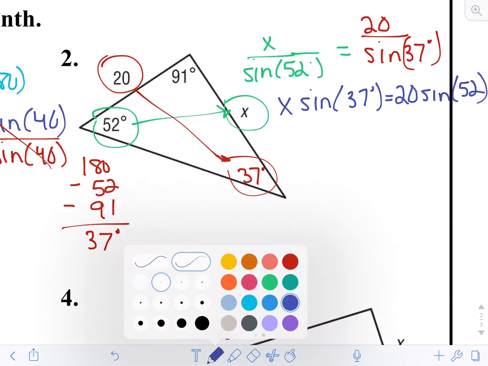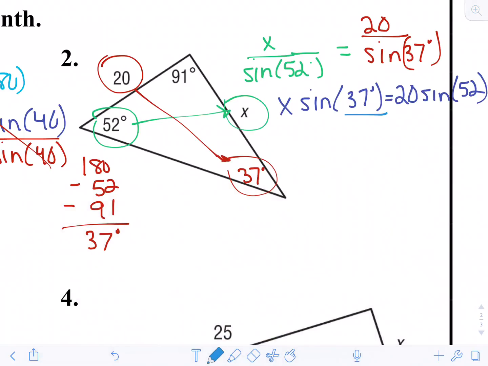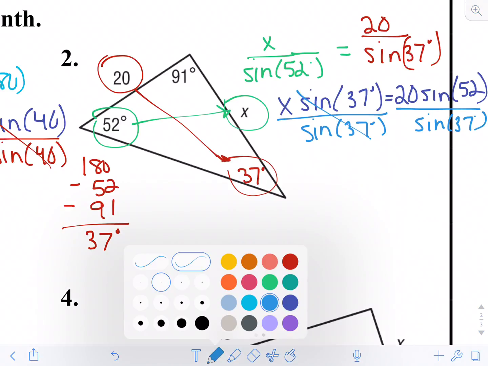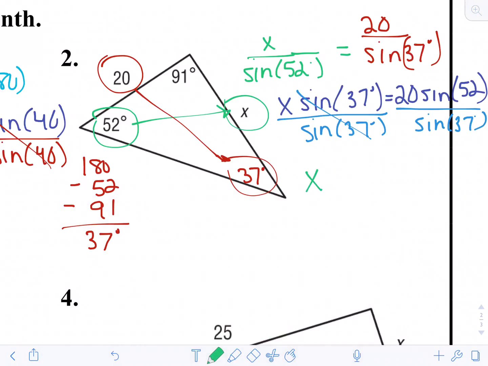Okay, and now we're going to divide both sides by the sine of 37 to get x by itself. So those cross out, and we now know that x is equal to whatever we get when we do 20 times sine of 52, divided by the sine of 37, and whenever you do that, you will get 26.2. Again, there's no units on my triangle, so there's no units in my answer.